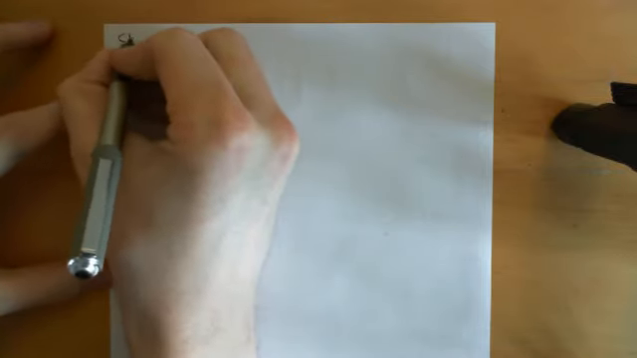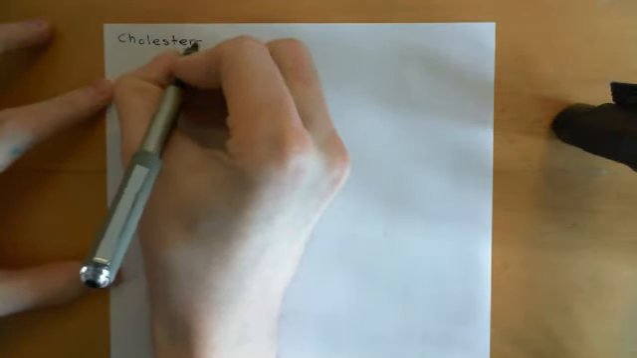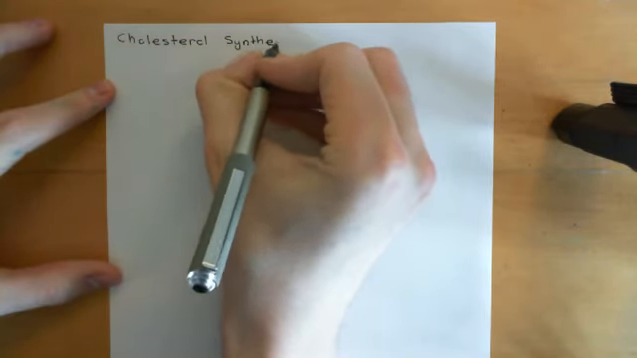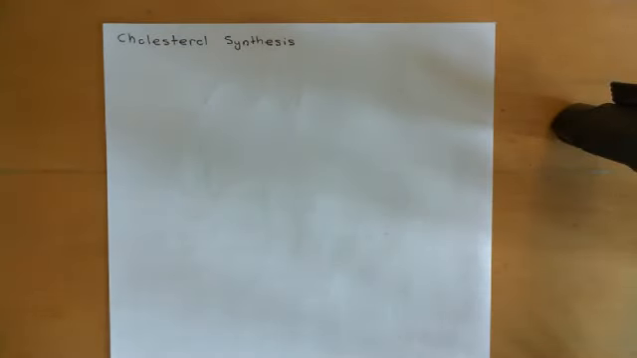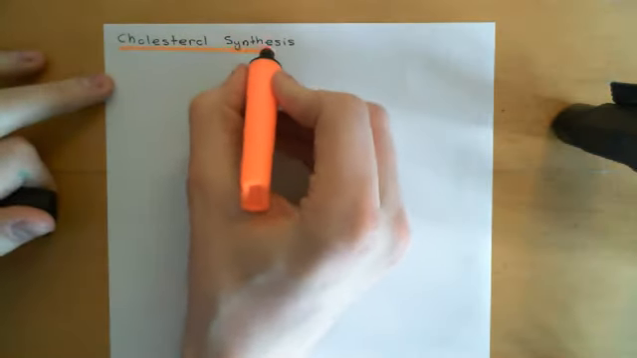Cholesterol synthesis, or cholesterol biosynthesis as it's called because it occurs in living cells, is a huge biochemical pathway, and we're not going to go through the entire thing. What we're going to do is just give the core highlights of cholesterol synthesis. We're going to look at one of the absolutely key reactions in the pathway, which is the famous conversion of HMG-CoA into mevalonate. So I'm going to give an overview of cholesterol synthesis.